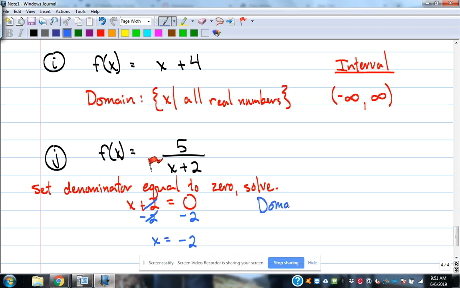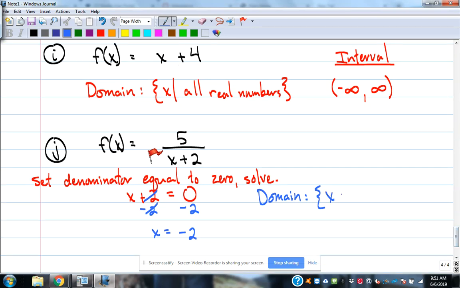Okay, so for the domain, the way we're going to write this is really easy in the set notation, and it's not too bad in the interval notation. Okay, so we've got all x's such that, instead of writing all real numbers there, we've got an exception. We've got a number that it cannot be. We know x cannot be negative 2. So it's really easy to write in set notation: x, and then you put an equal sign with a slash through it. That means x does not equal negative 2. And that's the domain of that particular function.